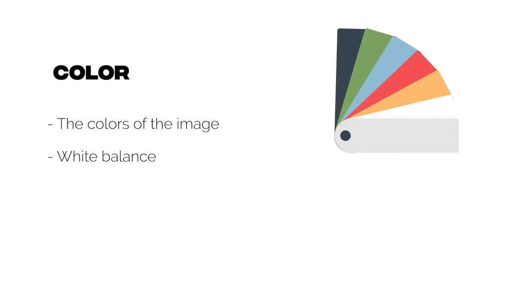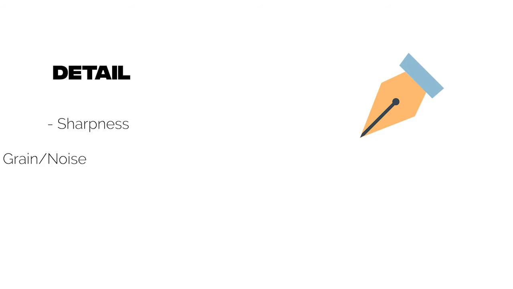Color is the second thing that we can edit in an image, and that is the colors of the image. We have complete control over the colors of the image. So that's the second aspect of a photo. And the third aspect is detail. And when I say detail, I mean things like sharpness, things like the amount of grain in the photo, and just the overall detail in the photo.